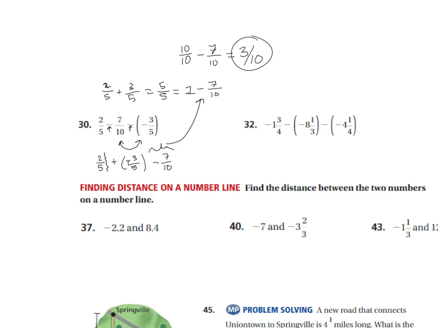For number 32, again, I'm going to do the same thing here because I want to do everything I can to get all of my common denominators done first, and then if I have to change, I can. Again, I'm going to check. I've got 2 subtraction signs, so I'm good to switch these 2 numbers around. So we've got 1 3/4, minus 1 1/4, minus -8 1/3.